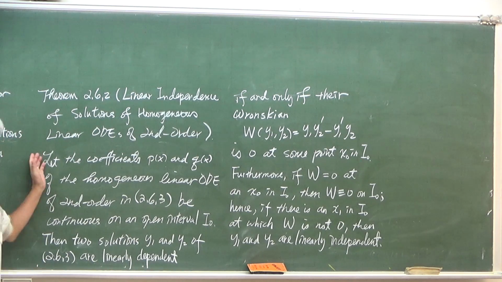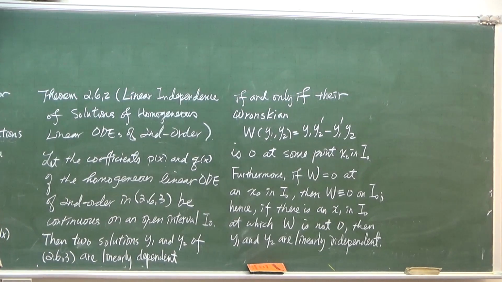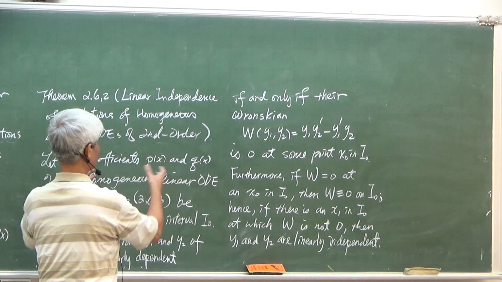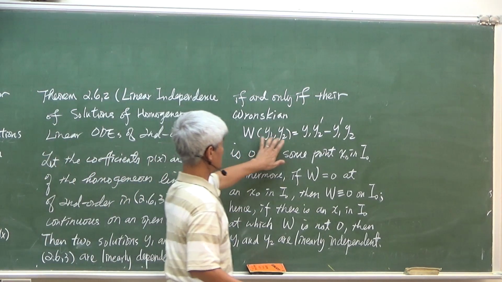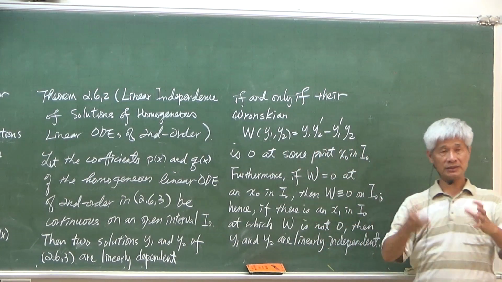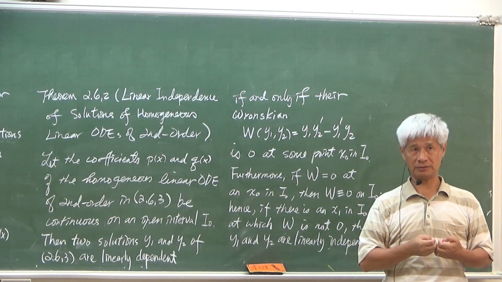With this theorem, it will be very convenient to check whether two solutions are linearly independent or not. When you are given two solutions, y1 and y2, you form the Wronskian. It's very easy, right? Compute this Wronskian. This Wronskian is basically a function.